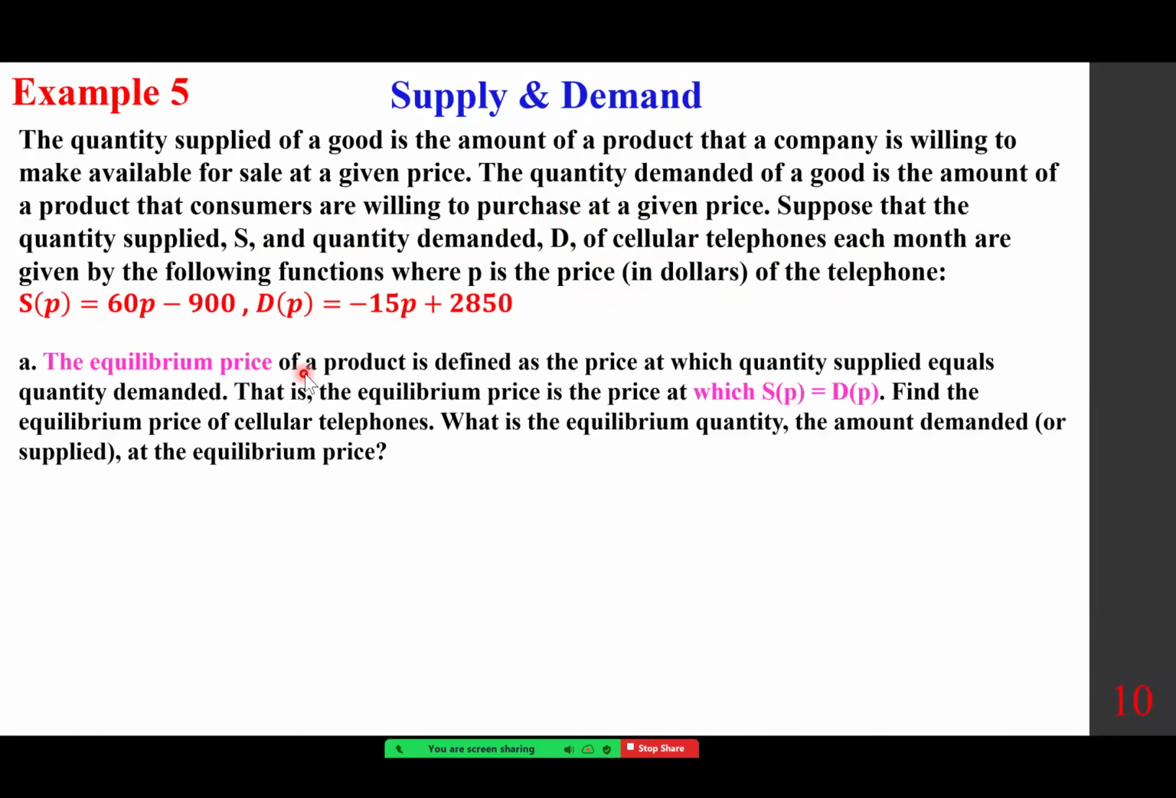The equilibrium price of a product is defined as the price at which quantity supplied equals quantity demanded. That is, the equilibrium price is the price at which S of P equals D of P. Find the equilibrium price of cellular telephones. What is the equilibrium quantity and the amount demanded or supplied at the equilibrium price?